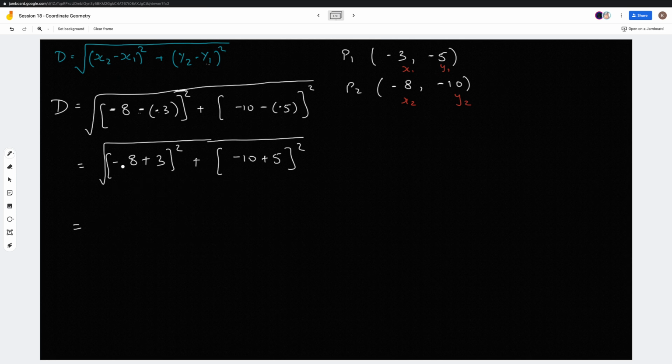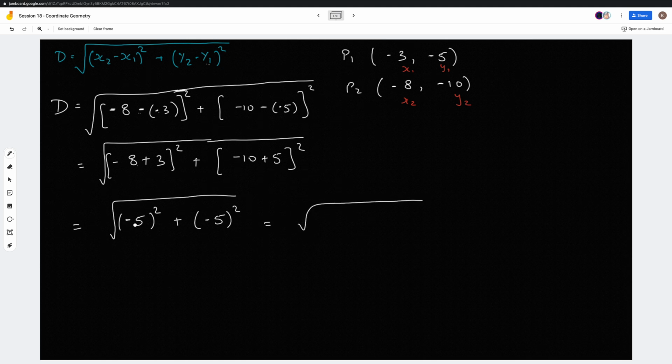Now think about it and tell me, what is negative 8 plus 3? Since negative 8 is a bigger value than 3, you still are going to have a negative value, that is going to be negative 5 whole square plus negative 10 plus 5, that is negative 5 whole square, and this is completely under square root.